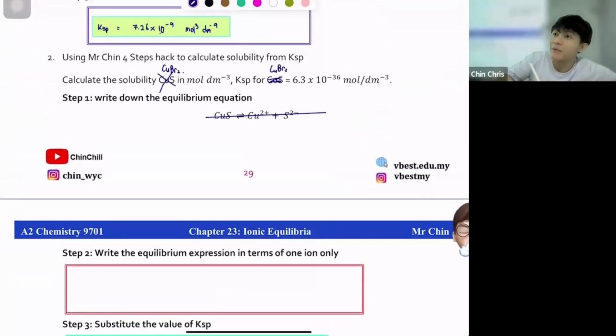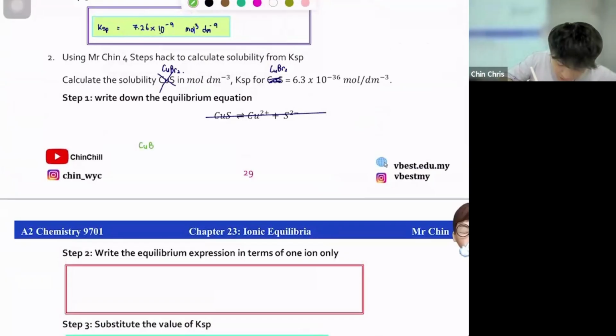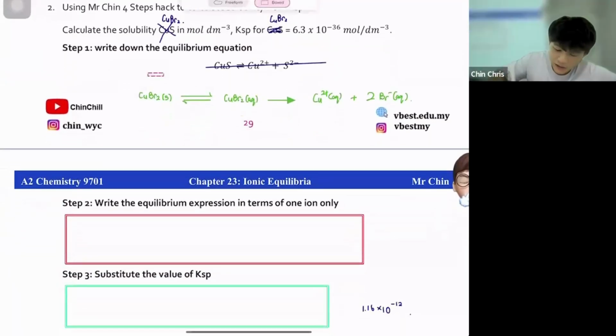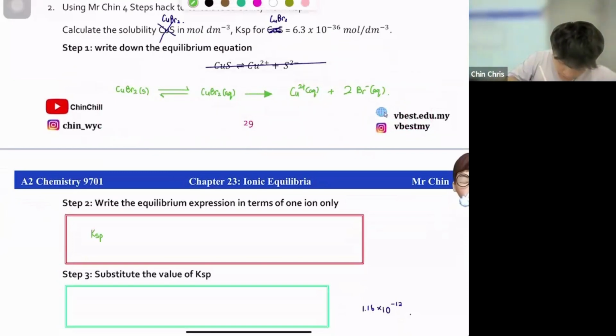Alright, again, I'm going to do the stupid way because the stupid way works all the time, unless you are very smart, then you can do the fast way. I'm going to do the stupid way first. Remember, it's a solid, it dissolves partially to form aqueous. This aqueous is also written as Cu2 plus and 2 Br minus. Next, write down the expression. My expression for Ksp is just Cu2 plus times Br minus squared.